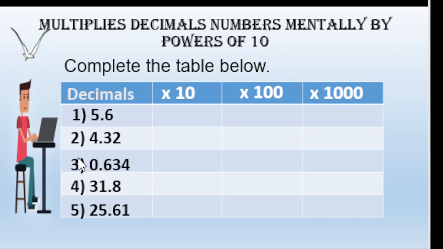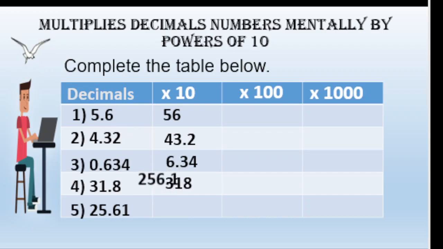Now, if you notice that the decimal point is located here, since this is times 10, we have to move the decimal point once to the right. So that will become 56. So since there are 2 zeros, we are going to move the decimal point 2 times to the right. So that will be the 4.32, first once, and then you have the 6.34. We have to move it once. The 31.8, move it once again. And the 25.61, move it once.